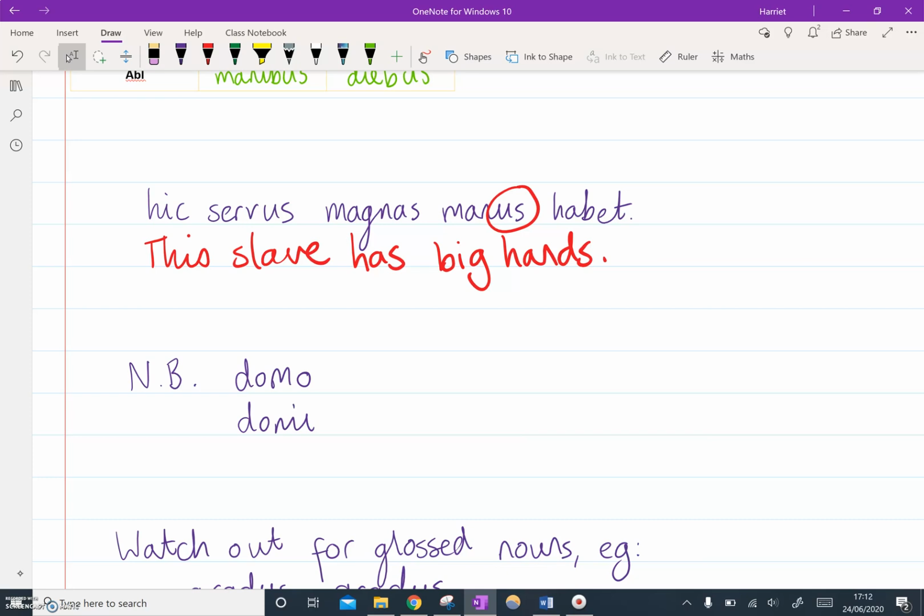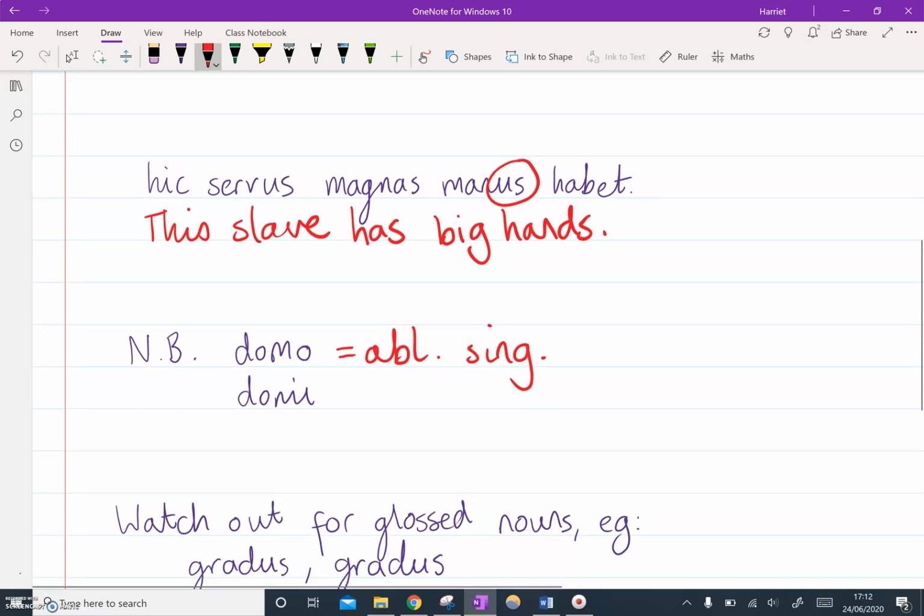The reason that I've done this is domo is from domus, obviously, and as we've said before, domus is a fourth declension noun. But for some reason, don't ask me why, domo is the ablative singular of domus, just like a normal second declension noun. For some reason, you'd expect it to be domu, because that's what the fourth declension ablative is, but this one breaks the rules. Domi isn't a genitive or anything like that. All the other endings of domus are totally normal and go just like manus up here.